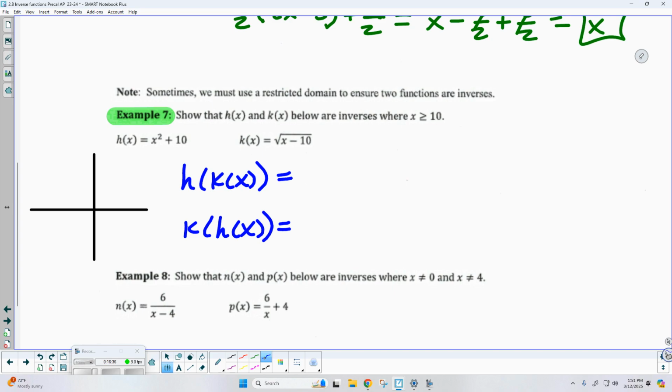So many hands, I just need one. I got the wheel up. Oh, Vera said she'll do it. Okay, so come on up, Vera. Oh, sure. Yeah, you betcha. Okay, so you're going to show me h of k of x.